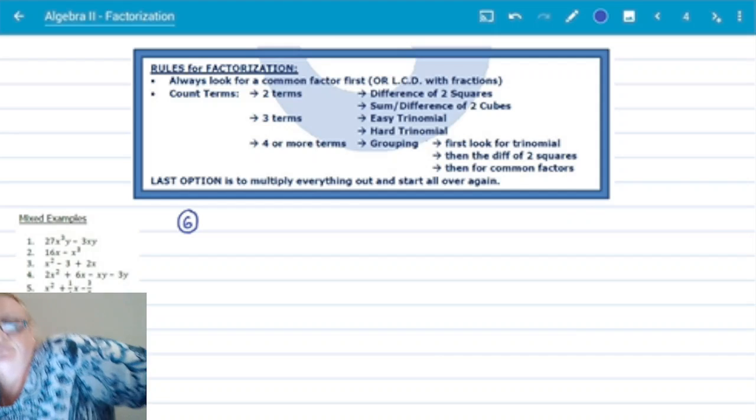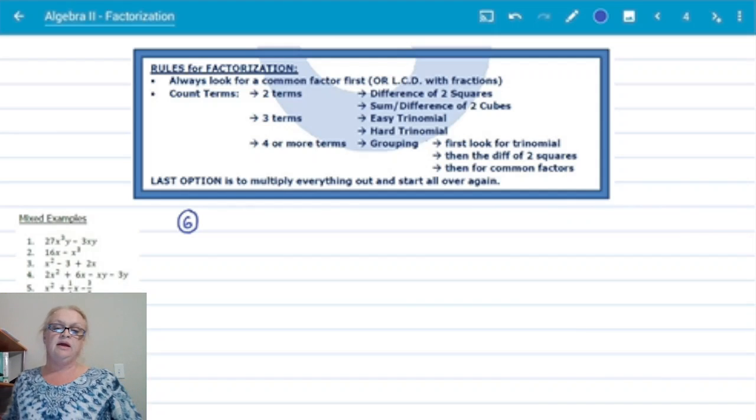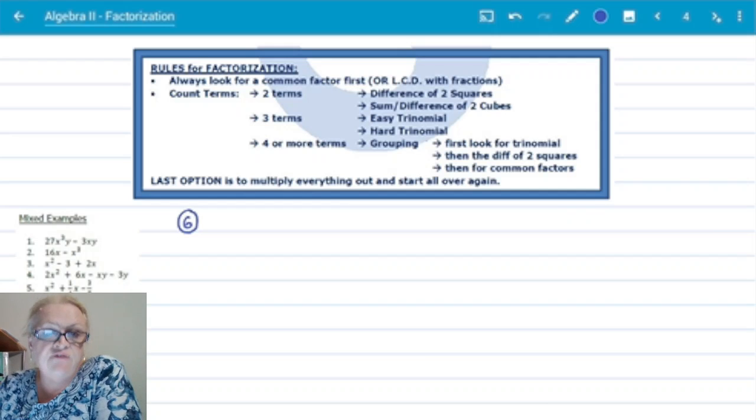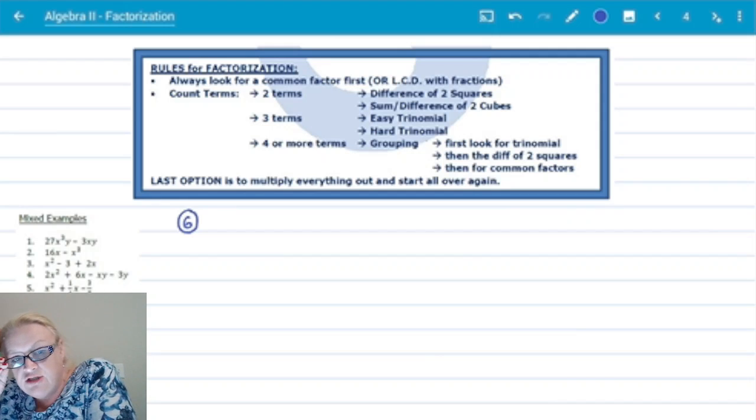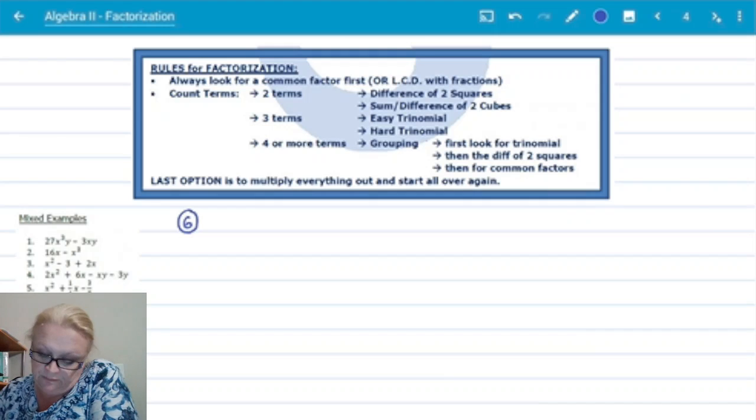Okay, so this is the fourth part. It's the final part of factorization. I have copied the rules onto this page so that we can keep referring back to them. Let's try and finish up this exercise.